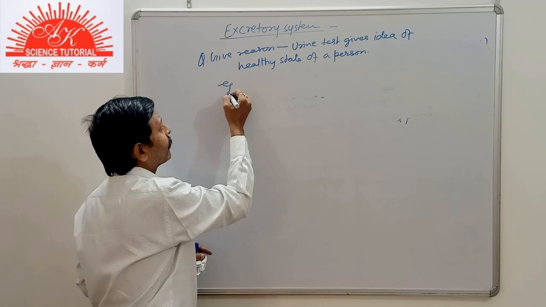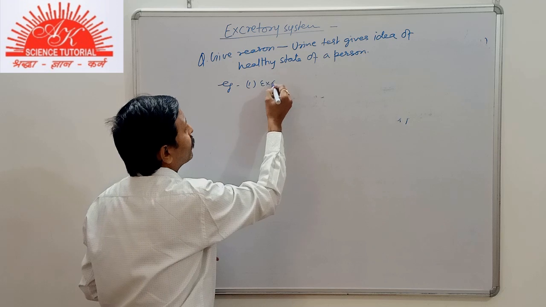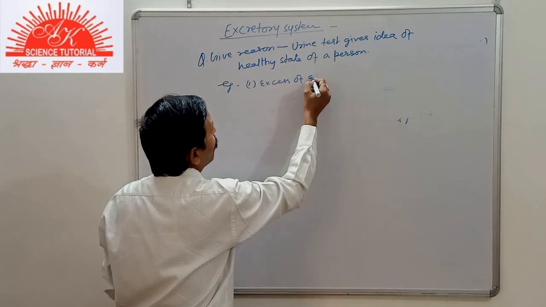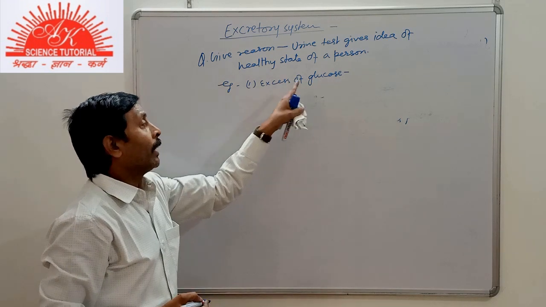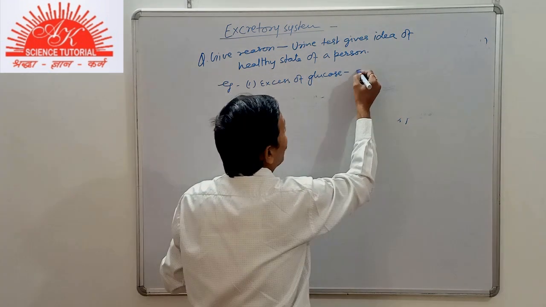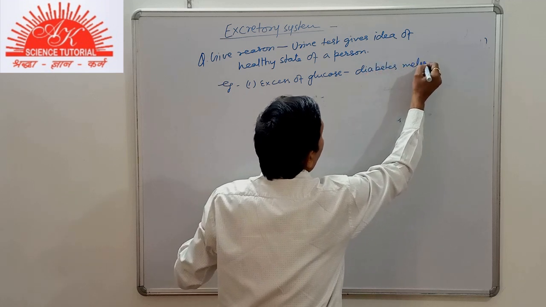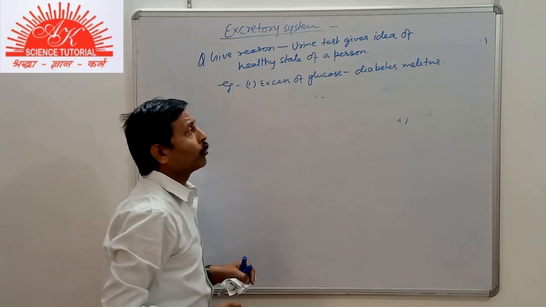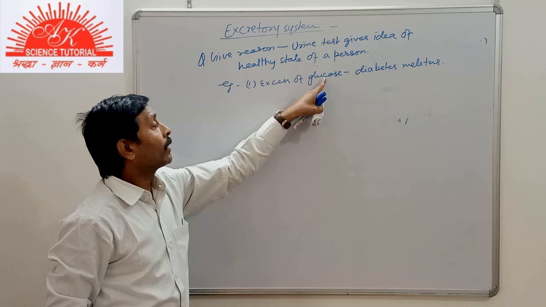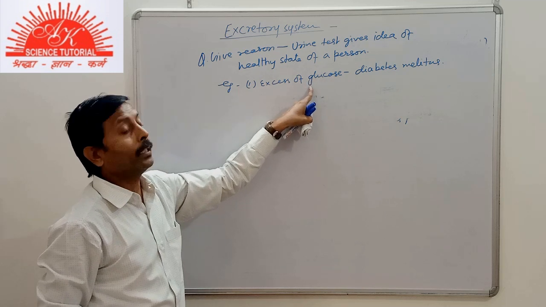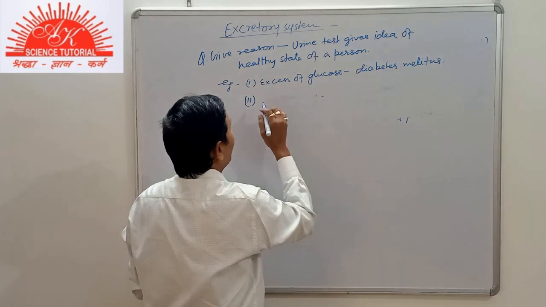For example, suppose there is excess of glucose in the urine, it will indicate diabetes mellitus. That is also called sugar diabetes. It is due to the insufficient secretion or deficiency of insulin in the body. So the excess of glucose represents diabetes mellitus.